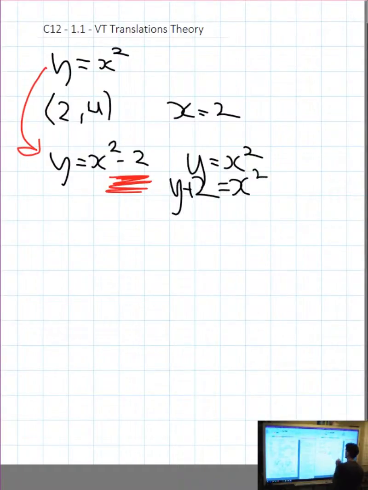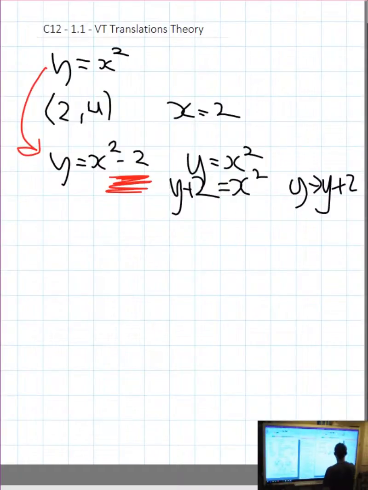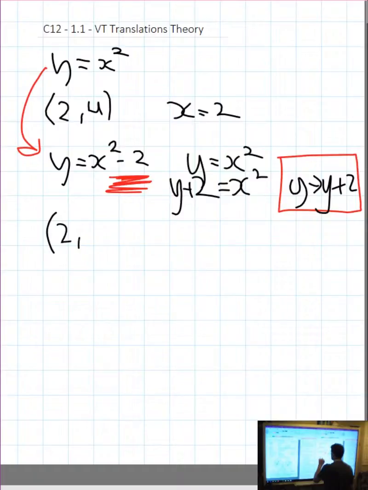the equation. Simply taking y and substituting y plus 2 into the equation. Always substituting the opposite operation for the variable. So again, we have the point (2, 4), and we talked about how x is 2 now.